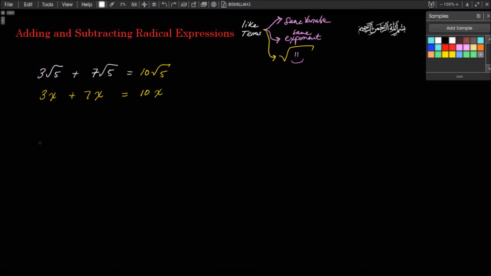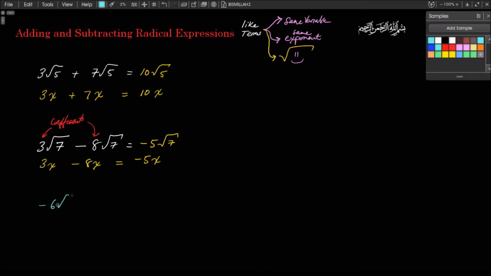How about this one? 3 square root of 7 minus 8 square root of 7. Now you can subtract these as well, because again, the radicand, whatever's under the roof of the radical sign, is the same. So it's like 3x minus 8x. So this would be 3 minus 8 is negative 5 square root of 7. You simply subtract the coefficients, and then you leave the radicals alone. How about this?